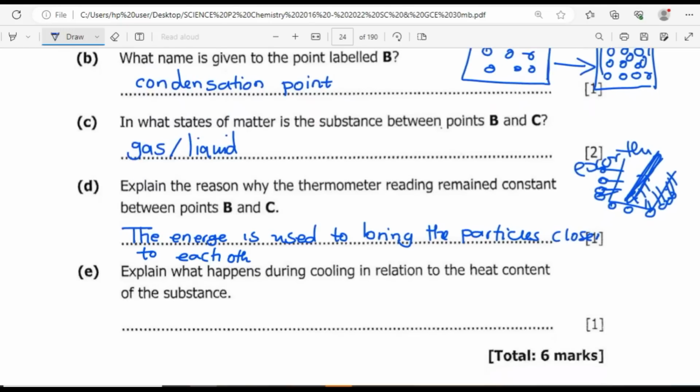Then for question A, explain what happens during cooling in relation to the heat content of the substance. During cooling, the heat of a substance reduces or drops. Why? Because it's exothermic, whereby the heat is given out.